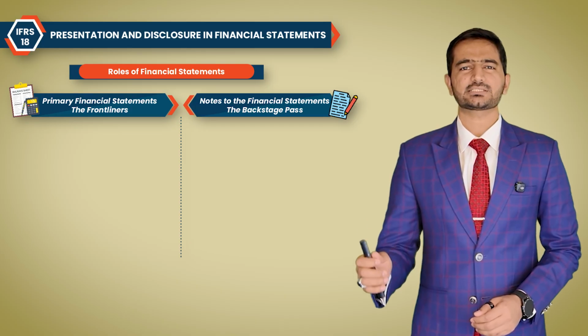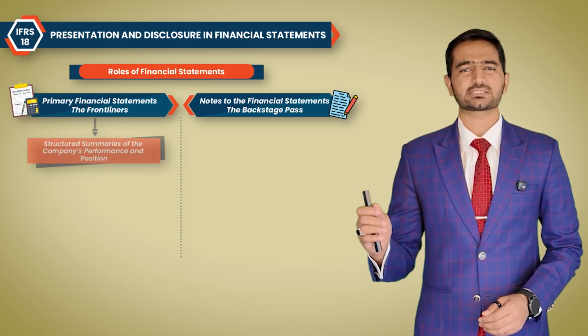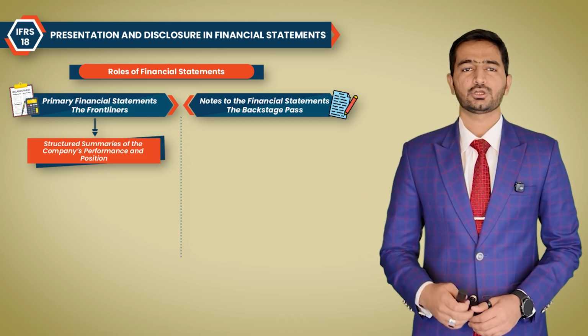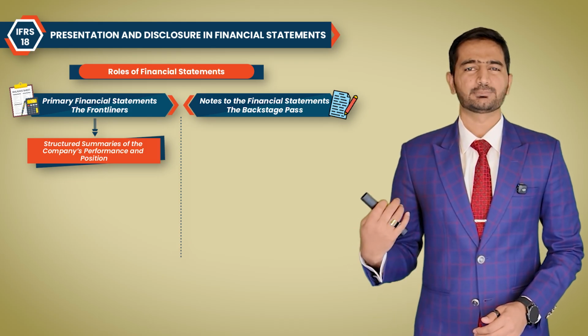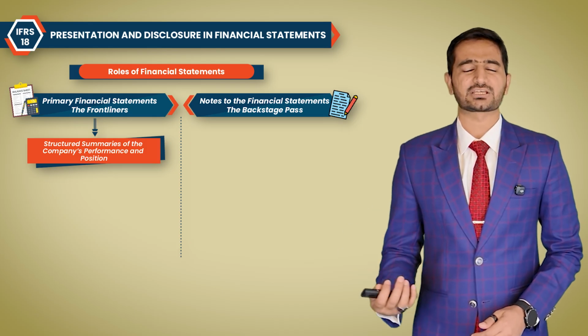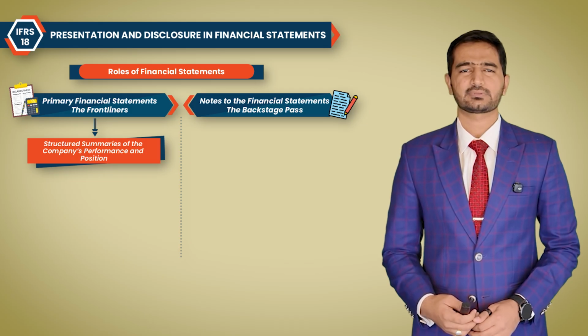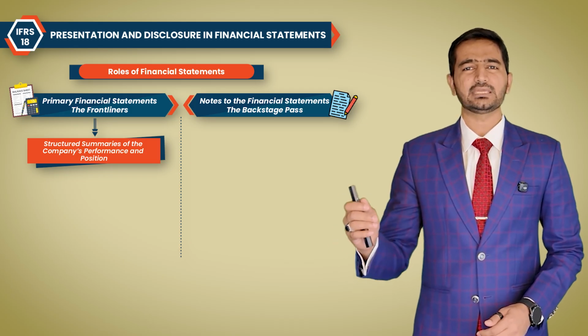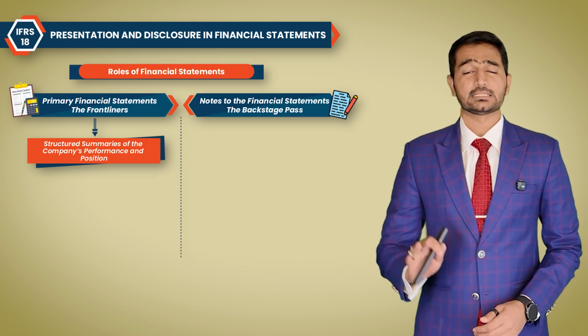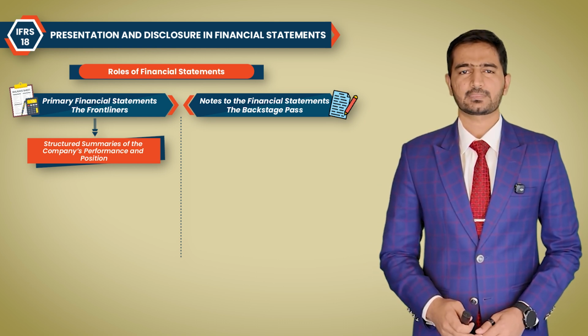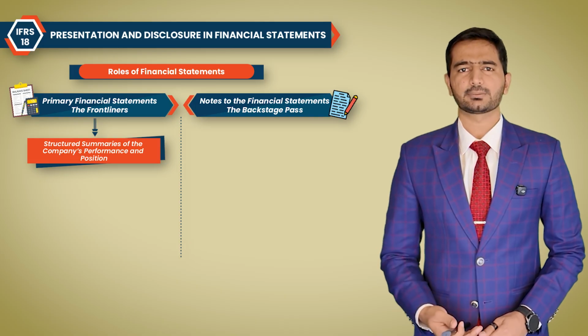Primary financial statements are the tabular structured summaries of your company's performance and position. You already know them. Statement of financial position, statement of financial performance, statement of changes in equity, and statement of cash flows. Think of these as the main actors in a movie. They are on the posters. Everyone notices them first.